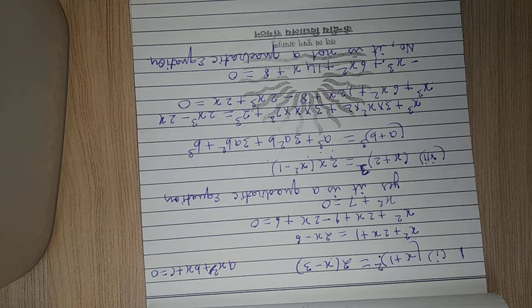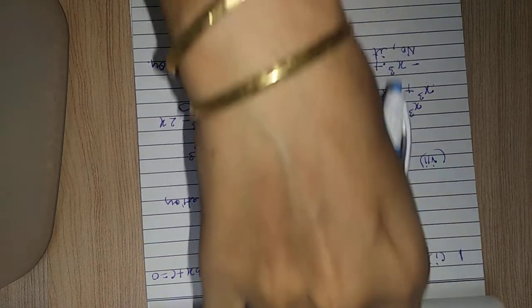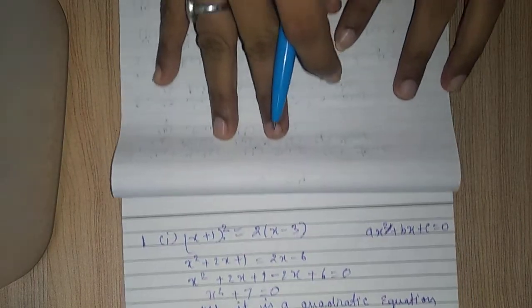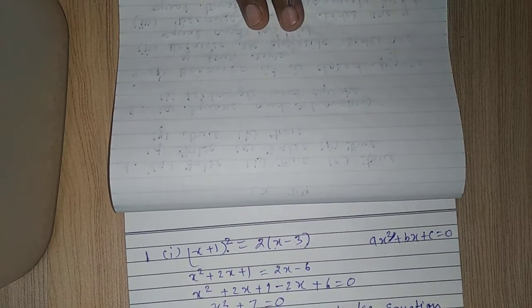Question number 2. Represent the following situation in the form of quadratic equation. First part of the question is the area of a rectangular plot is 528 meter square. The length of the plot in meters is 1 more than twice its breadth. We need to find the length and breadth of the plot. So here condition is given, length is 1 more than twice its breadth.